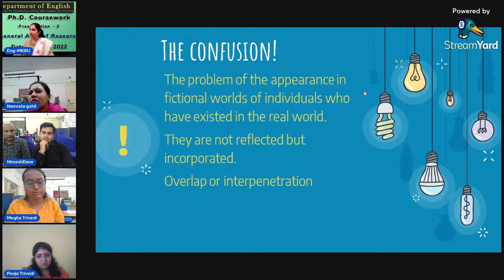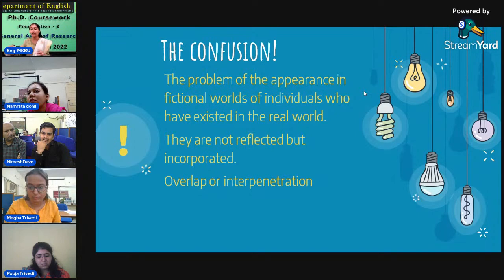But what if the novelist is writing about some real identities or historical characters? At that time there is a problem, because these two worlds, which are totally different from each other, the fictional and the real, the real identities and the fictional identities, are merging with each other. The individuals who have existed in the real world are not reflections of real identities, but they are incorporated, means they are included in this new fictional world. And there is an overlap or interpenetration. Interpenetration means to enter another universe forcefully.